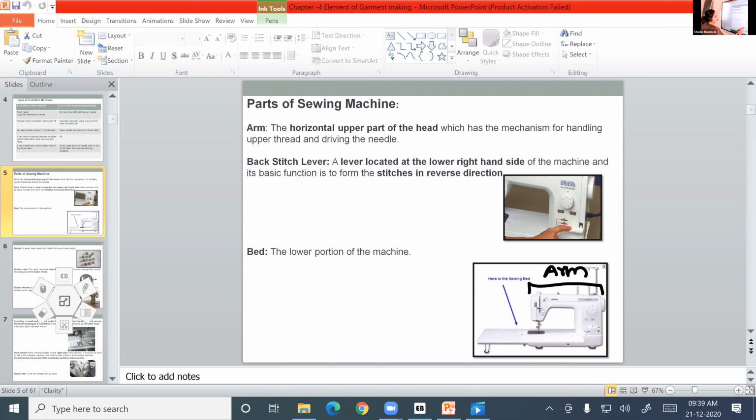Okay, next one is the bed. This is the bed. The lower portion of the machine is called the bed.